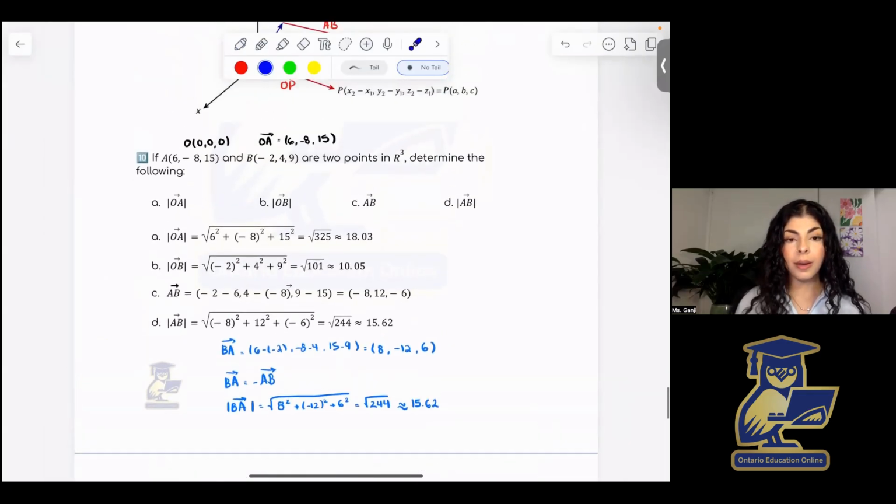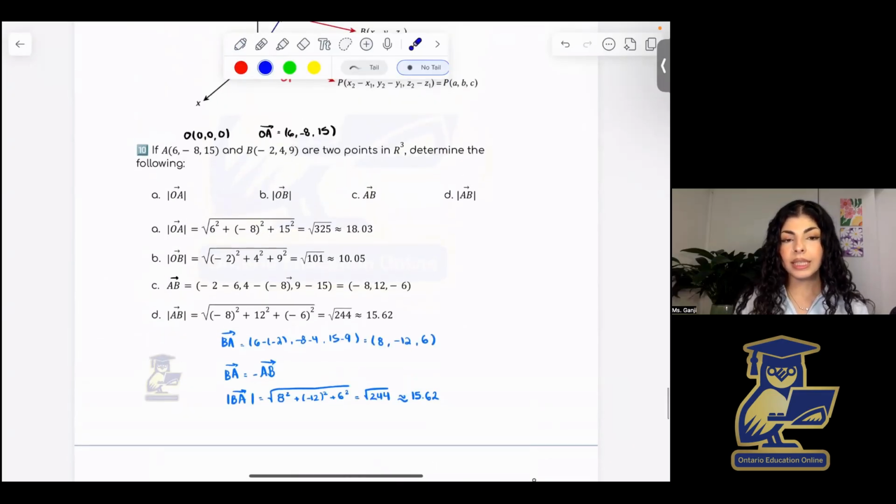And that was it for our algebraic vectors. So as you can see, they're a lot more helpful and easier to work with than our geometric vectors, but they're both useful nonetheless.